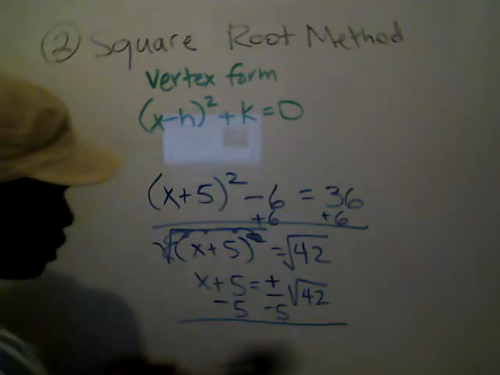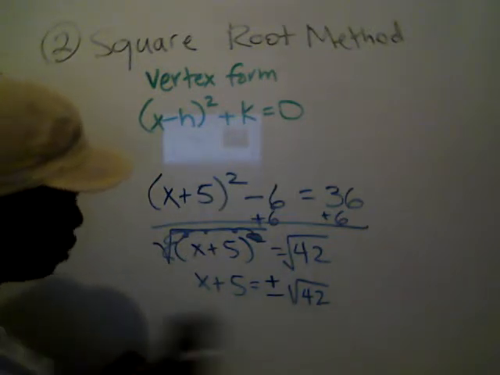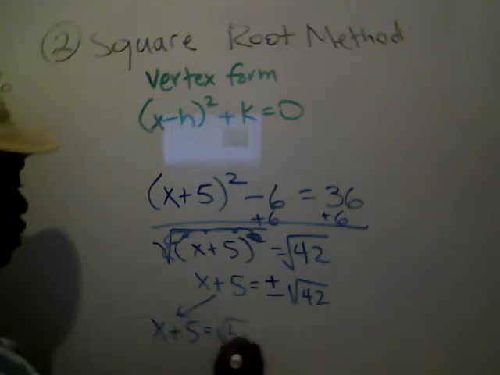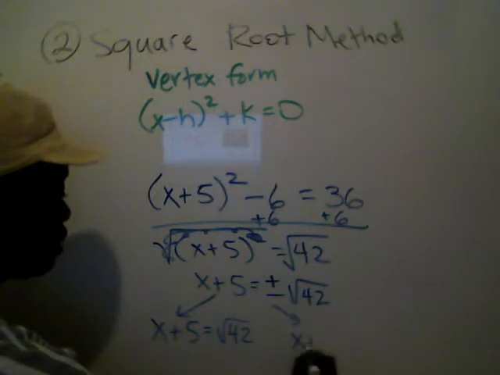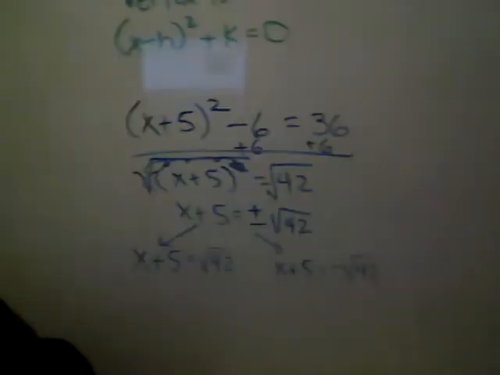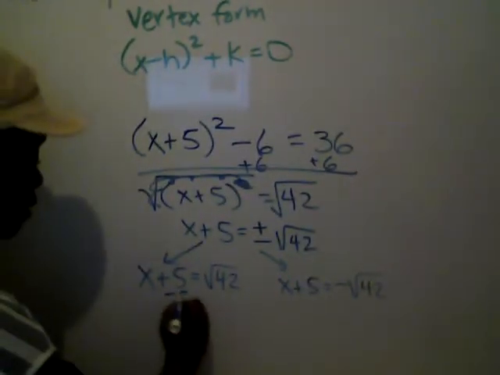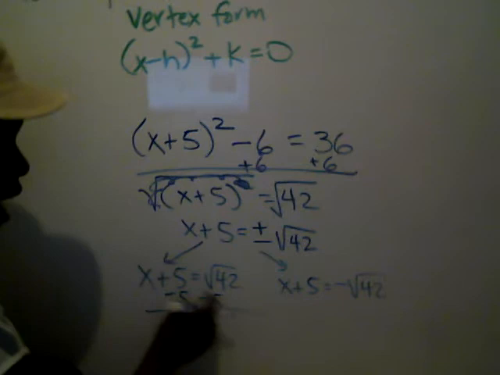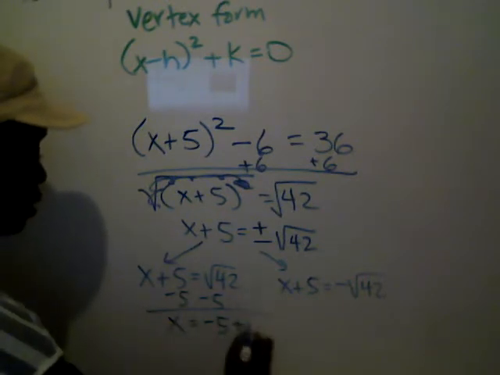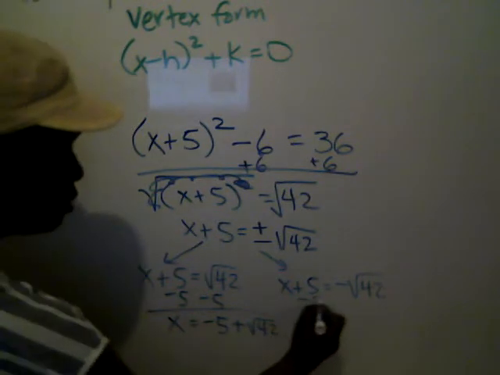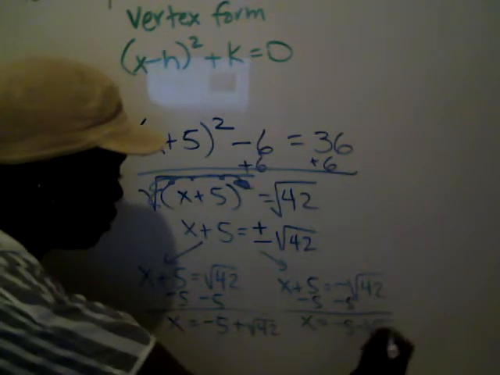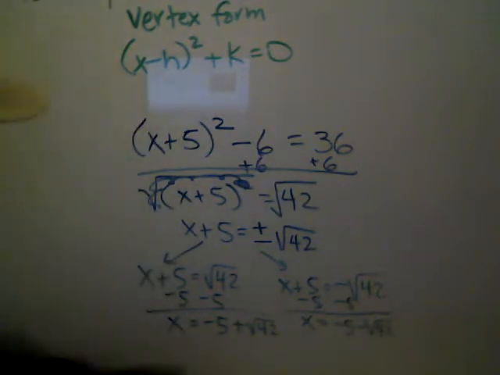Actually, before we do that, let's do the same method that we did for the other two. We're going to break it out into our two equations. x plus 5 equals the square root of 42, and x plus 5 equals the negative square root of 42. So then from there, we can go ahead and subtract 5 from both sides, keeping in mind we cannot combine the 5 and the 42. So we get x equals negative 5 plus square root of 42. And we subtract 5 over here. So we get x equals negative 5 minus the square root of 42. Okay. So those would be our two options.